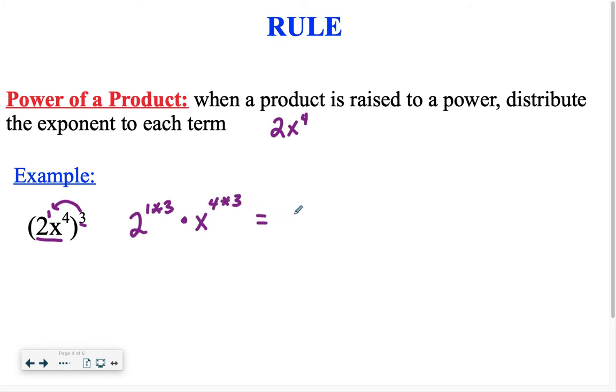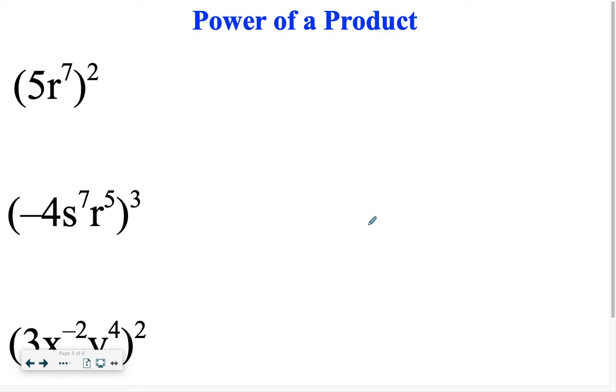So then if I simplify that, 2 to the 1st times 3 would become 2 to the 3rd, x to the 12th. And then I can simplify that a little bit more because I know 2 to the third is just 8. So it would become 8x to the 12th. And that would be my final answer. Okay, so let's practice a few more.